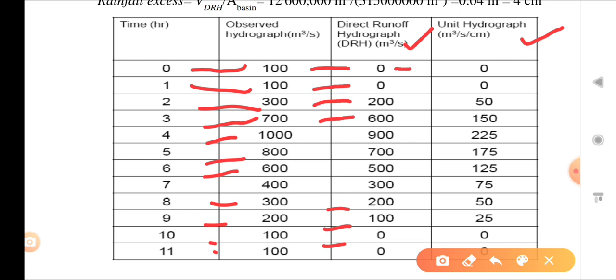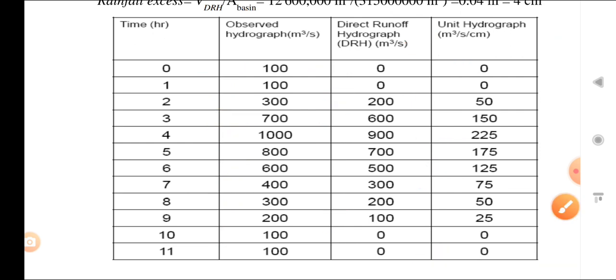So what we have to do is divide the ordinates of the DRH by 4, and correspondingly you can write it like that: 0 divided by 4 will be 0. 0 divided by 4 will be 0. 200 divided by 4 will be 50. 600 divided by 4 is 150. Correspondingly, you can fill in 700 by 4, 175. 500 by 4, 125. 300 by 4, 75. You can see it like that.